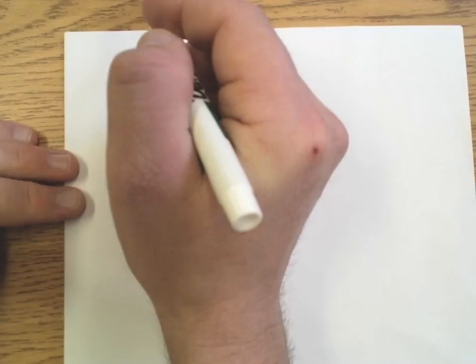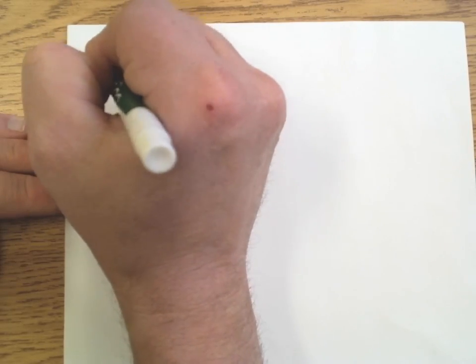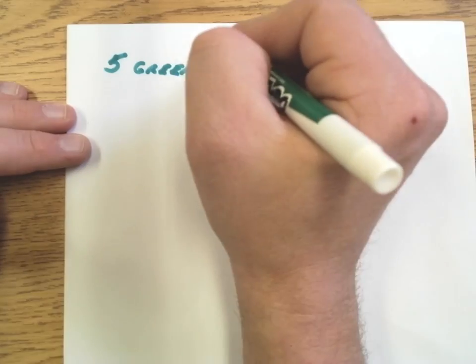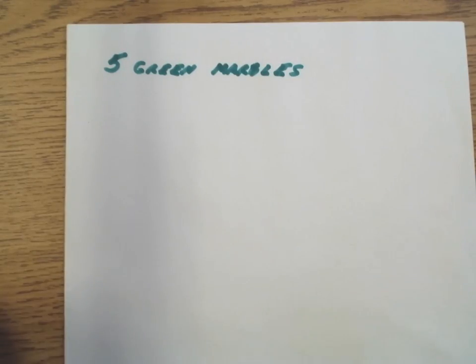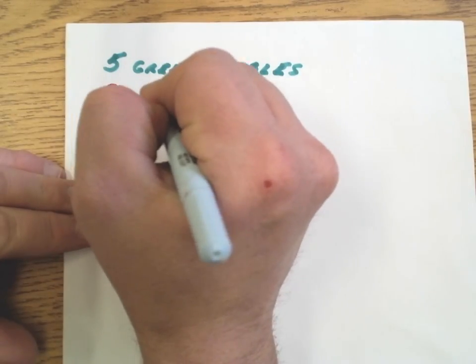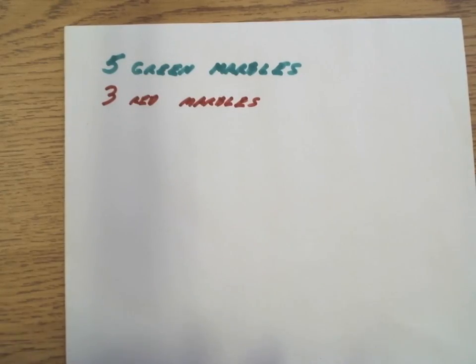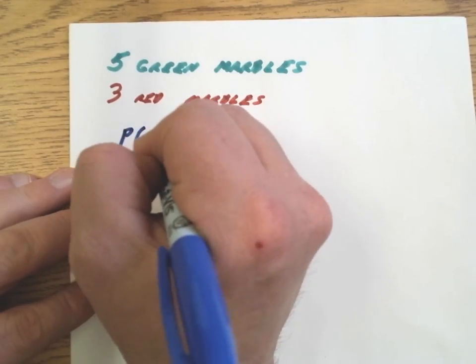Now, probability, let's take a really simple example here, and let's say we've got a bag, and that bag has 5 green marbles in it. And the same thing has, let's say, 3 red marbles as well. Now, in dealing with probability, a lot of times we use a P. So let's say we want the probability of picking a green marble.